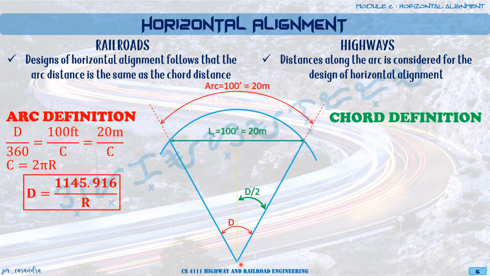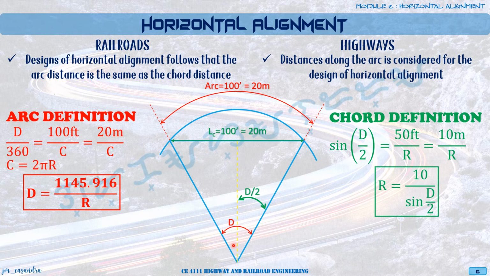So this angle now is equal to D over 2. From the right triangle, we have here half of LC. So this is 10, this is the radius, and this is your angle. From right triangles, we have a sine. So sine of D over 2 is equal to 50 feet over R, or in metric, that's 10 meters over R. Or simplifying now, we have the radius is equal to 10 divided by sine of D over 2. So again, you can memorize this equation, or you could simply derive it from the triangle.